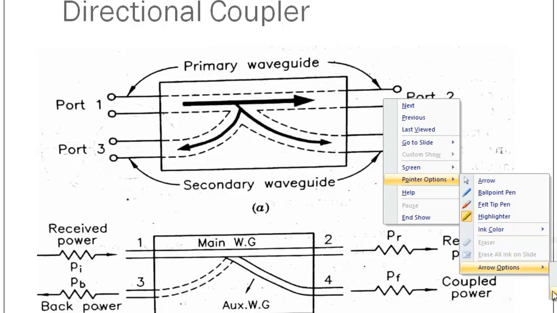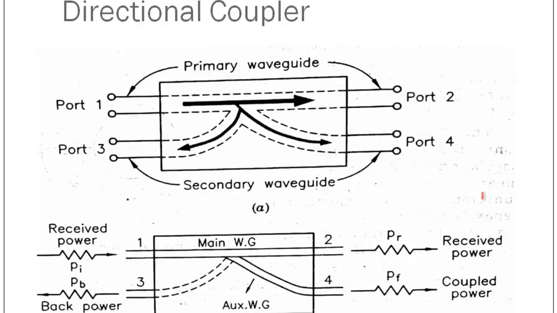So we can say, when any signal is coming from port number 2 to port number 1, it is coupled to the port number 3 but not to the port number 4. That means power which will come out at port number 1 will be known as a PR, right? This will be known as a PR.